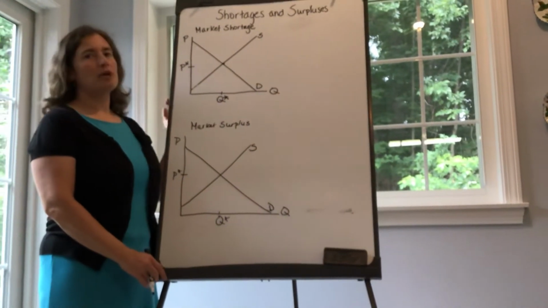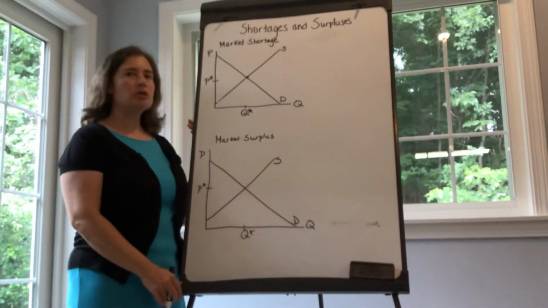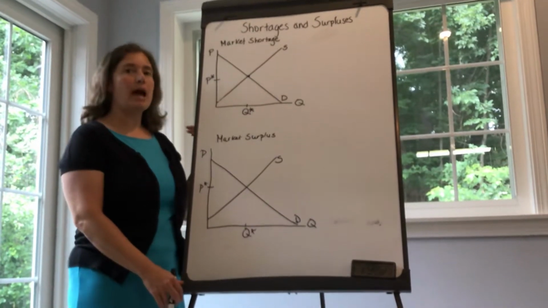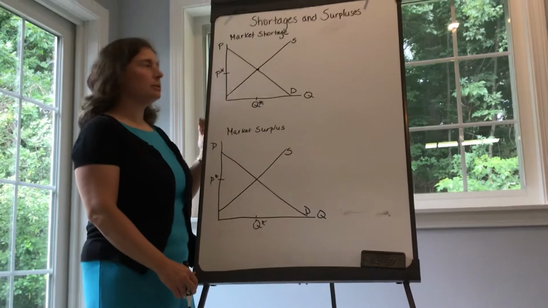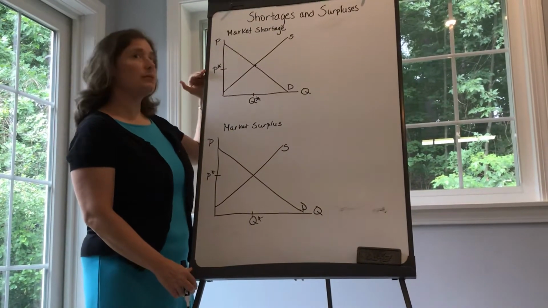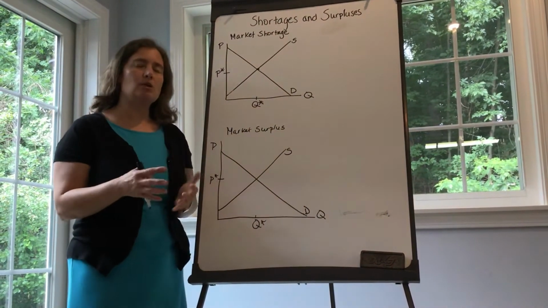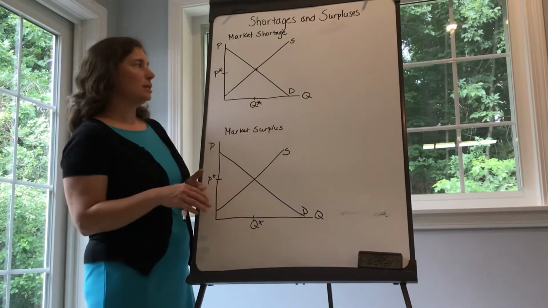Video, we're going to talk about shortages and surpluses. And these are two examples of when a market is out of equilibrium. As you might remember, equilibrium is that circumstance where we're at a specific price that balances or makes equal the quantity demanded and the quantity supplied.